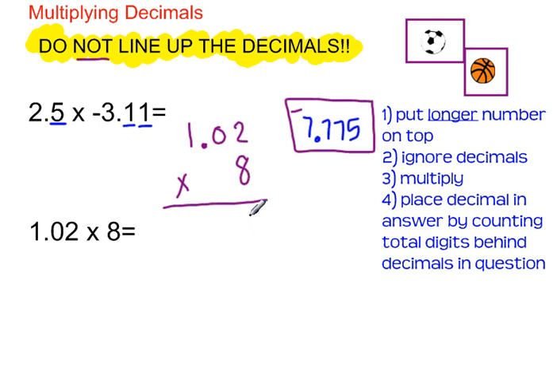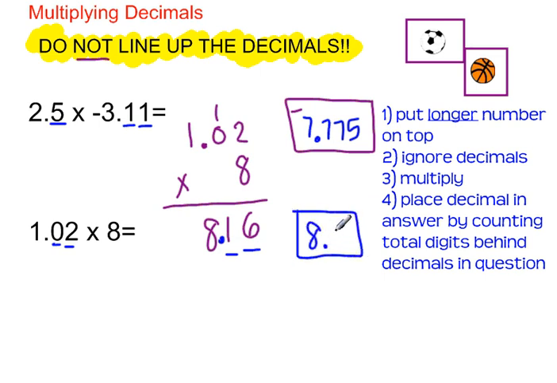8 times 2 is 16. 8 times 0 is 0 plus 1. 8 times 1 is 8. And now I need to place the decimal in my answer by counting the total digits behind the decimals in the question. So here we go. I've got 2 digits. So that means there must be 2 digits behind the decimal in my answer. My answer will be 8.16.